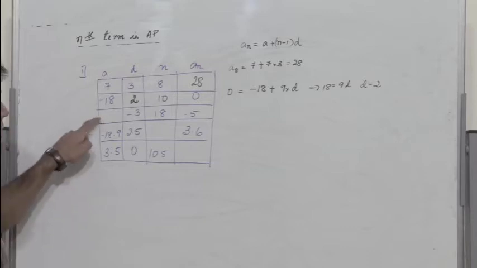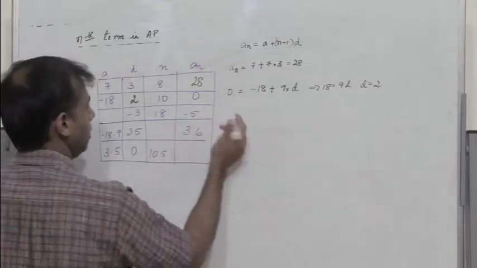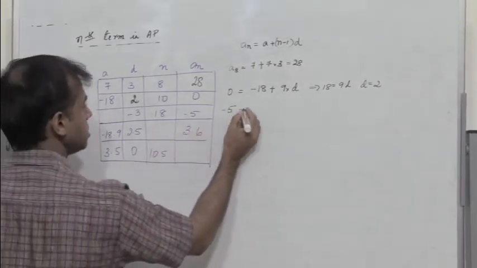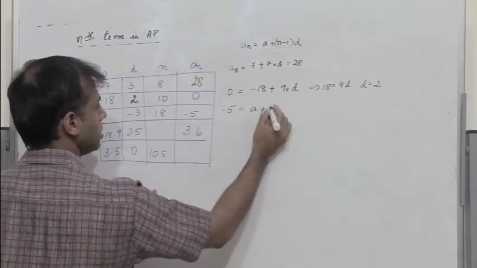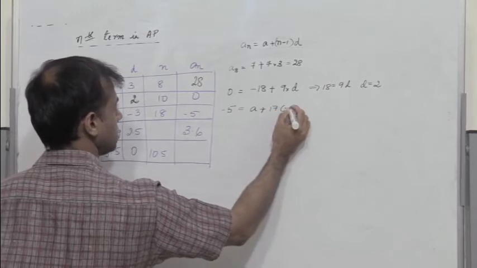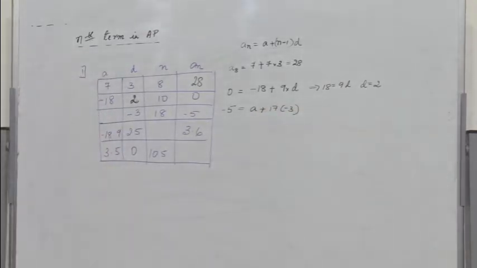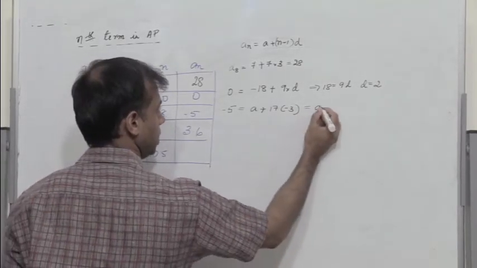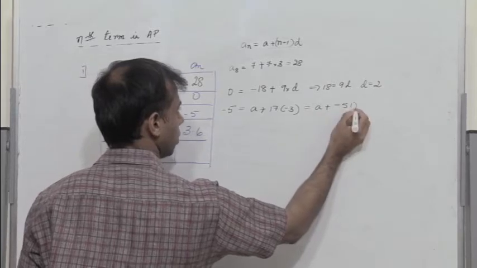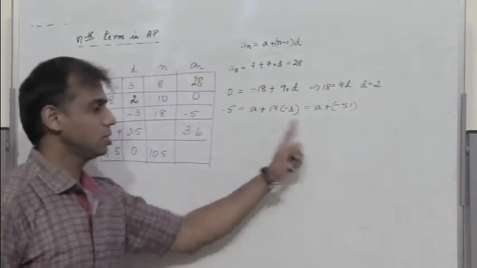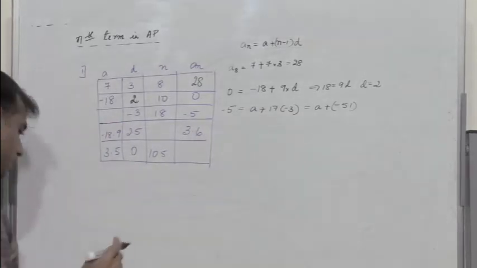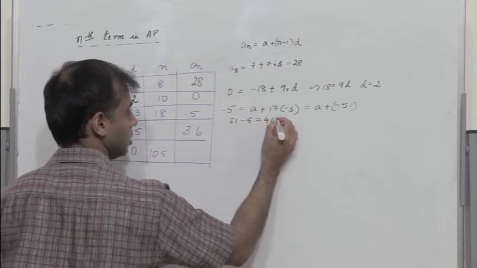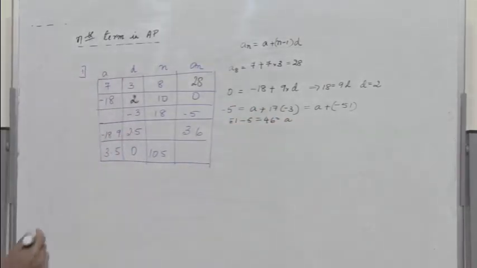So the third problem, we need to find the value of A, where AN is minus 5. So it's the 18th term, so minus 5 equals A plus 18 minus 1, which is 17 into D, which is minus 3. So we have 17 into minus 3, which is minus 51, so we get A plus minus 51. So bringing this to LHS, it becomes plus 51 minus 5. So we get 51 minus 5 equals 46, which is A. So the value of A is 46.